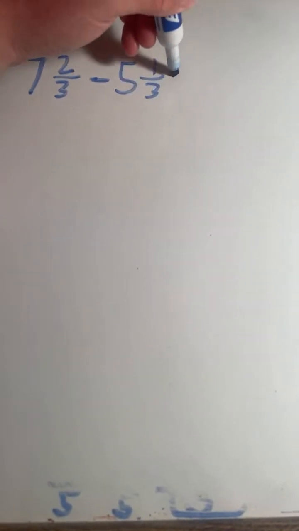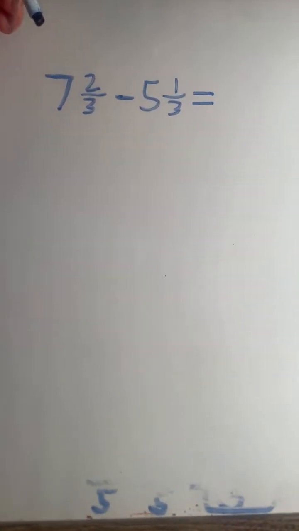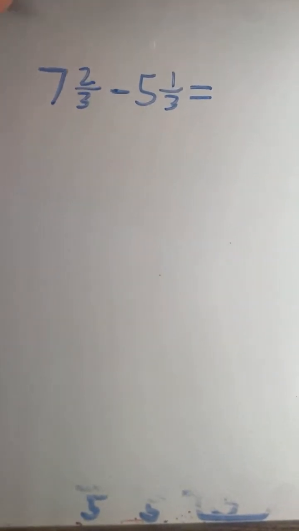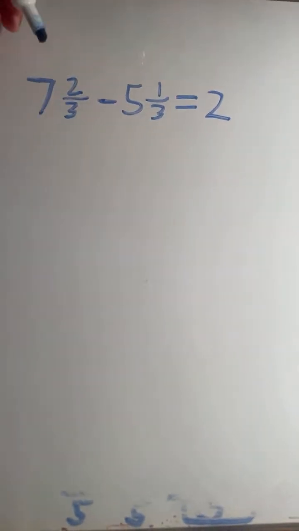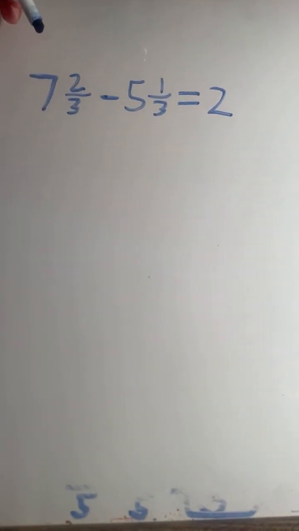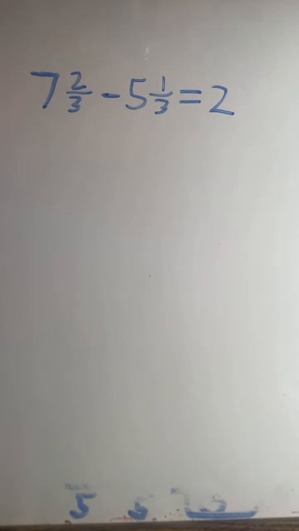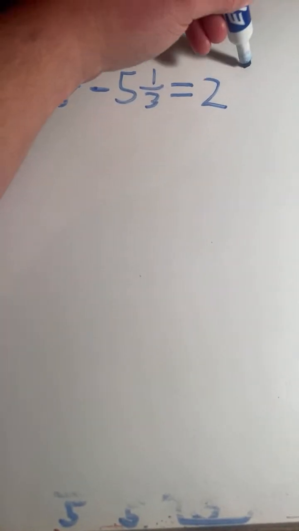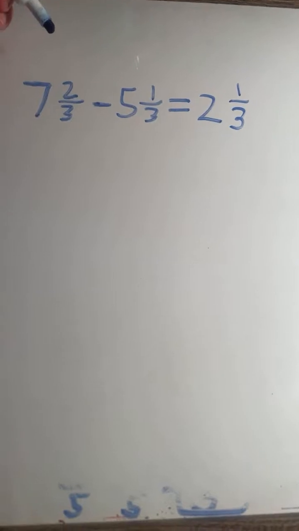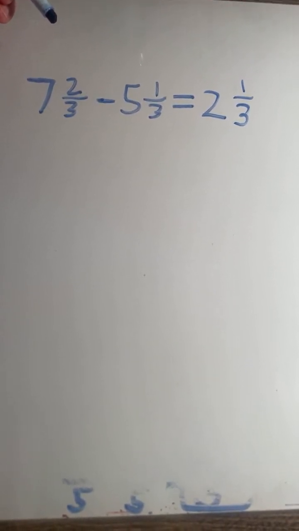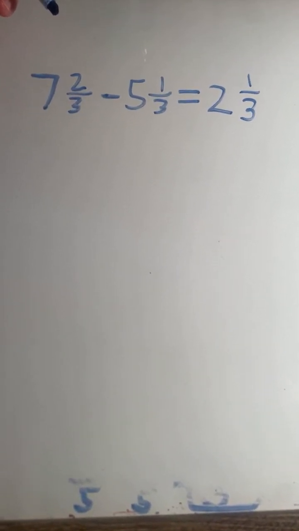All right, next example. 7 and 2/3 minus 5 and 1/3. Step 1, we subtract the whole number. 7 minus 5 equals 2. Step 2, we subtract the fractions. 2/3 minus 1/3 equals 1/3. And we have our final answer. 7 and 2/3 minus 5 and 1/3 equals 2 and 1/3.